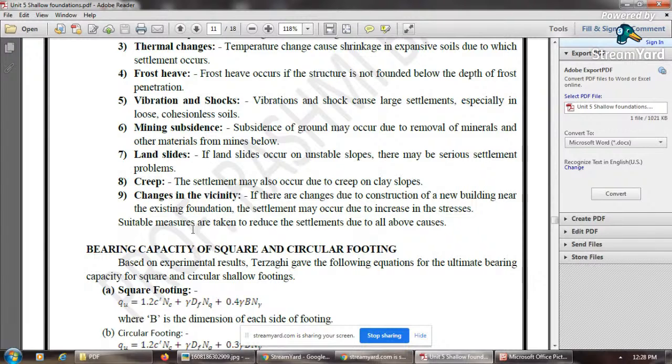Landslides: if landslides occur on unstable slopes, there may be serious settlement problems. Creep: the settlement may also occur due to the creep on clay slopes.